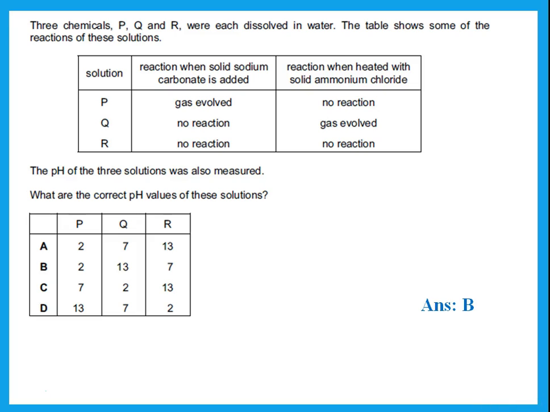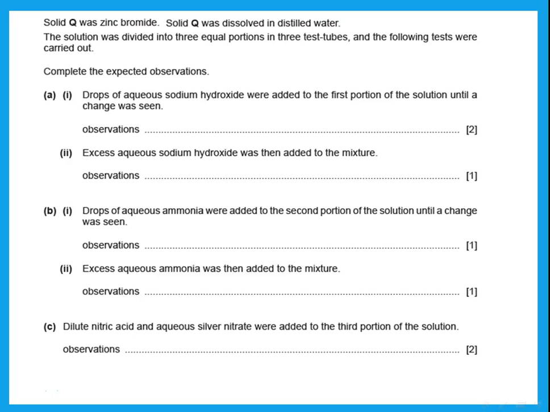And we said R does not react with carbonate, does not react with ammonium. That means it is neither an acid nor a base. So it must be something neutral with a pH 7.